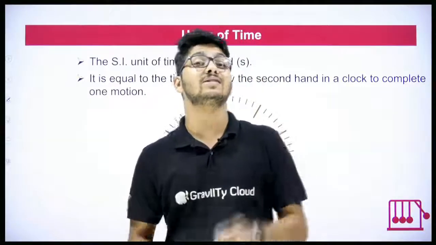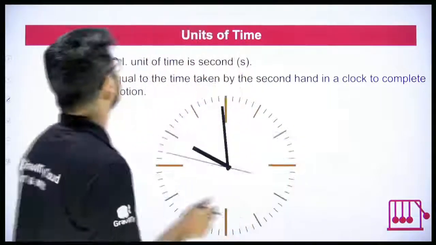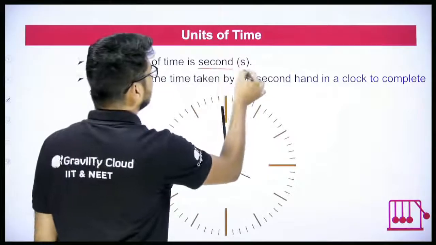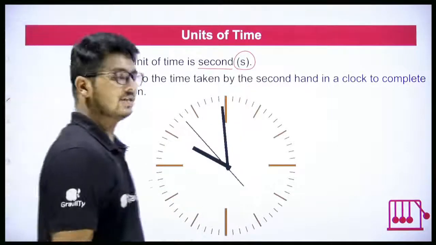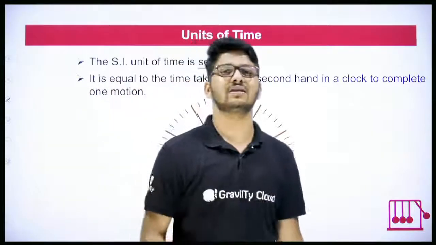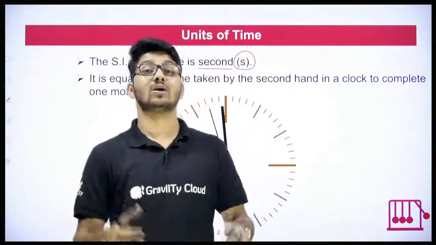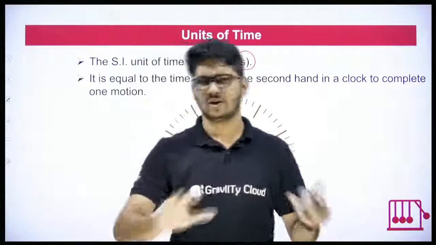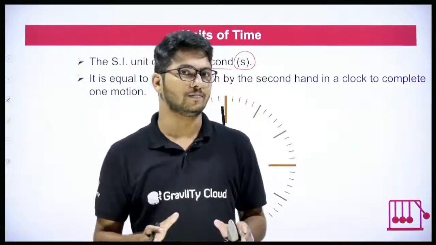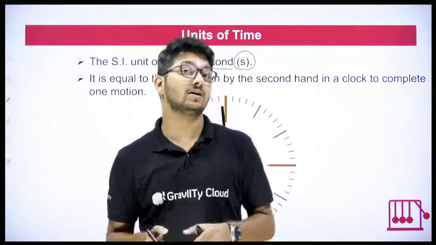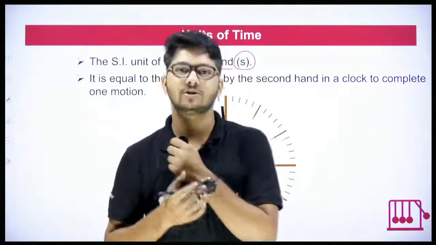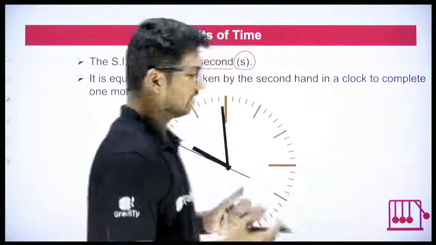Now, when we talk about the units of time, very important, the SI unit of time is second. The symbol is small s. So you can write time as 2 seconds, 10 seconds, 15 seconds, 100 seconds, 1000 seconds, depending on the time interval. And do you know what 1 second is?